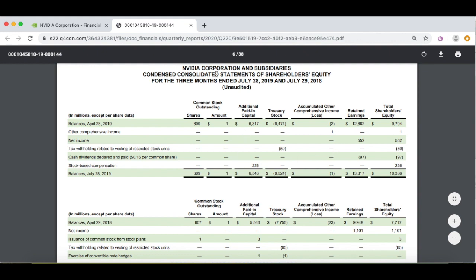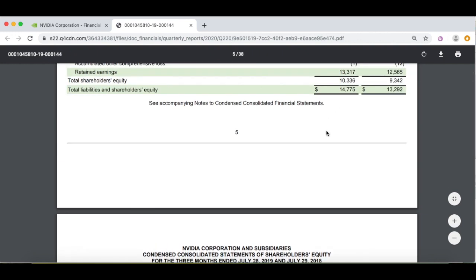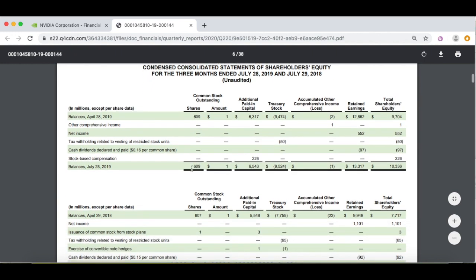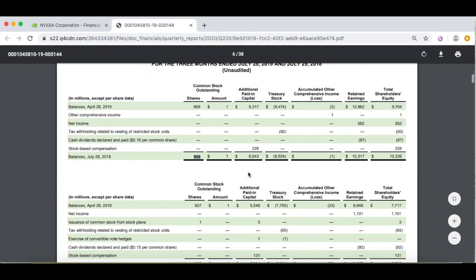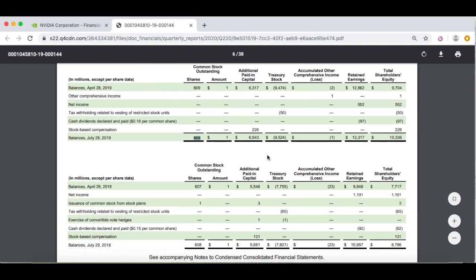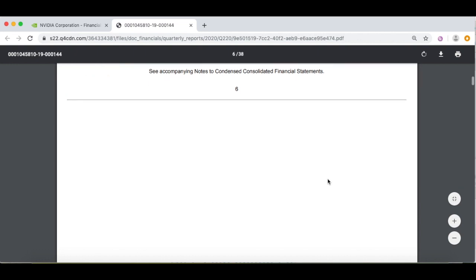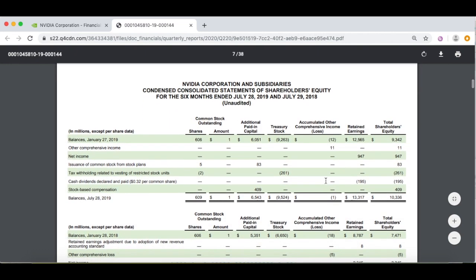Now we've got a statement of shareholder equity. It's taking this number here and dissecting it a little bit more. You've got the 609 million total share count that we saw on page 1. Again, it's walking you through these, but these numbers are so small that I'm not going to really cover it here because it doesn't really apply to most companies I look at.